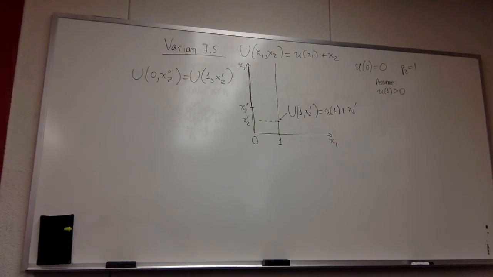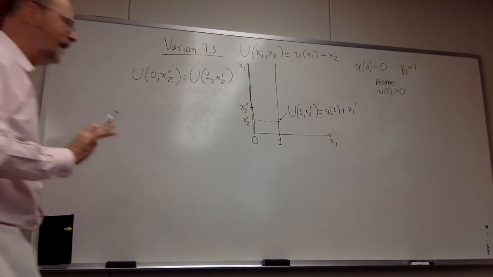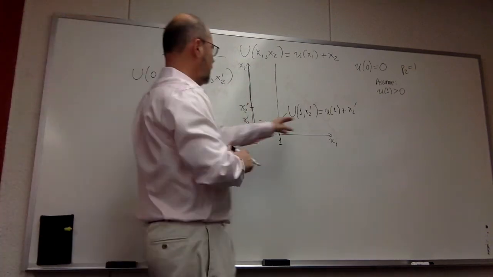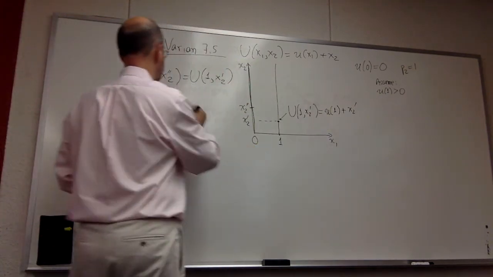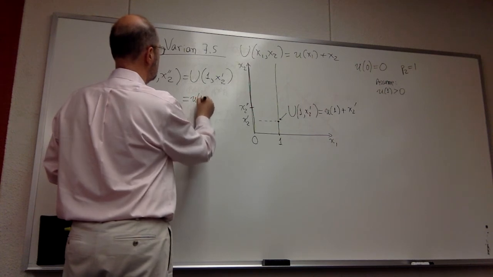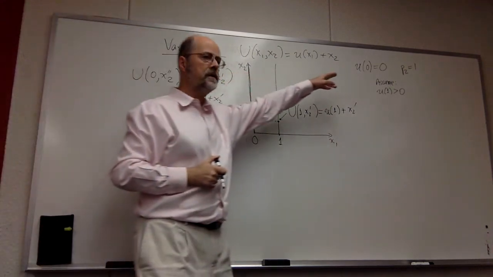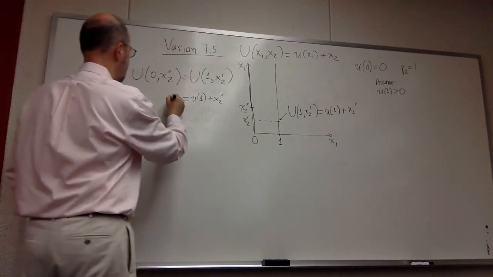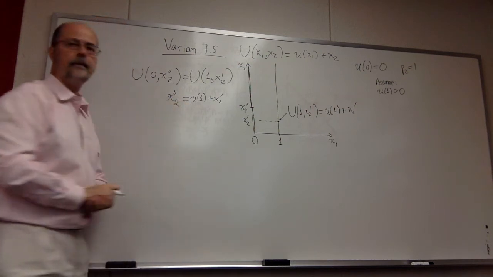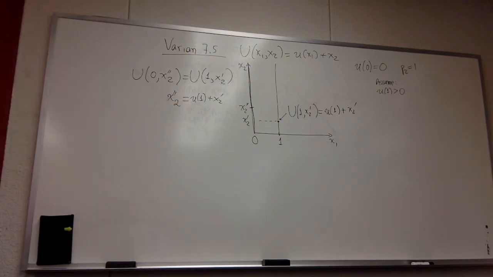Lots of symbols, but the logic is very simple. And again, I haven't done a single difficult mathematical thing. The only difficult thing I'm doing is thinking slowly and clearly about things. It's difficult, but it's not complicated. I already calculated this, right? So I have little u of 1 plus x2 prime. And I know u of 0 is 0. So this is, in fact, x2 double prime, right?